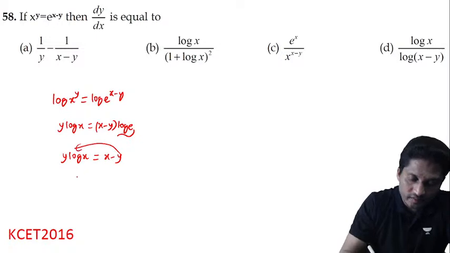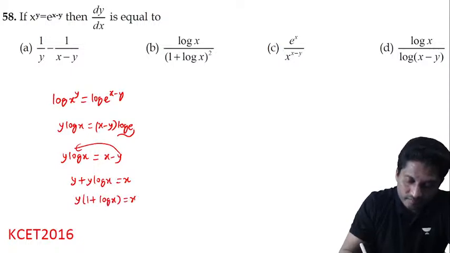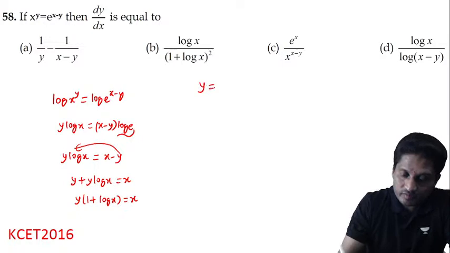Shift on the left side, you will get y plus y into log x is equal to x. I take y common. 1 plus log x is equal to x. So I get y is equal to x divided by 1 plus log x. I just wrote y as a function of x.